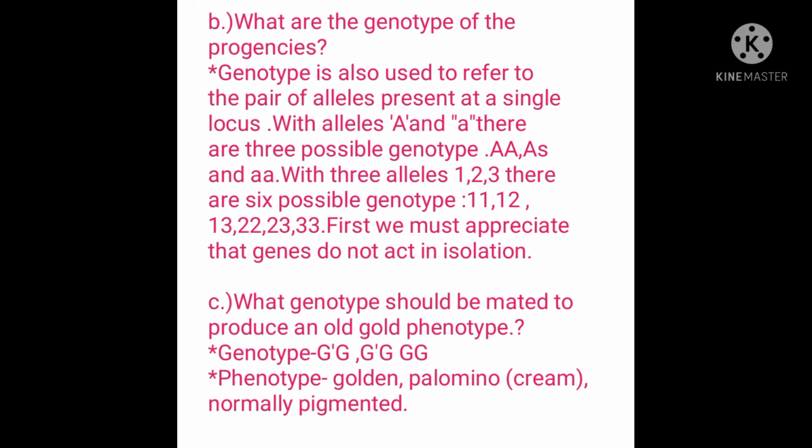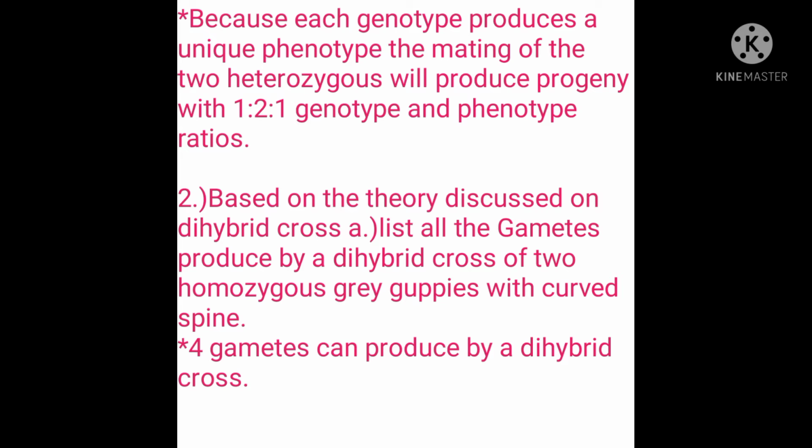First, we must appreciate that genes do not act in isolation. C. What genotype should be mated to produce an old gold phenotype? Yung magproduce ng old gold phenotype niya is genotype GG, Gg, and gg. Phenotype golden, palomino, cream, normally pigmented. Because each genotype produces a unique phenotype, the mating of the two heterozygous will produce progeny with 1:2:1 genotype and phenotype ratio. Yung ratio ng phenotype niya is yung 1:2:1.